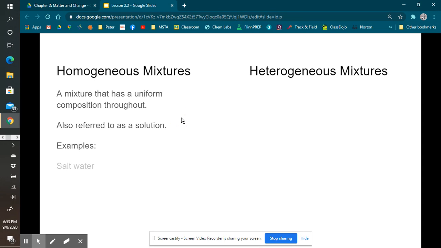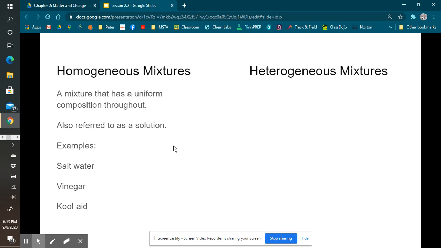So here's some examples. I already mentioned salt water. Salt water is a homogeneous mixture. When salt is mixed with water, it completely dissolves, and you can't look at a glass of salt water and pick out the salt separate from the water molecules. It's all just uniform. Another example is vinegar. Vinegar is actually a mixture of water with an acid, a weak acid that gives it that flavor, but you can't look at it and see the acid separate from the water.